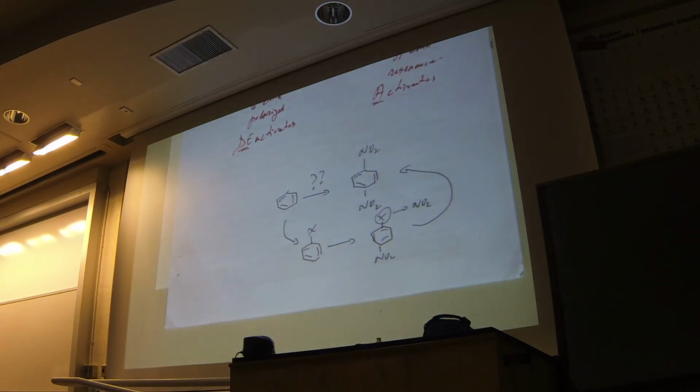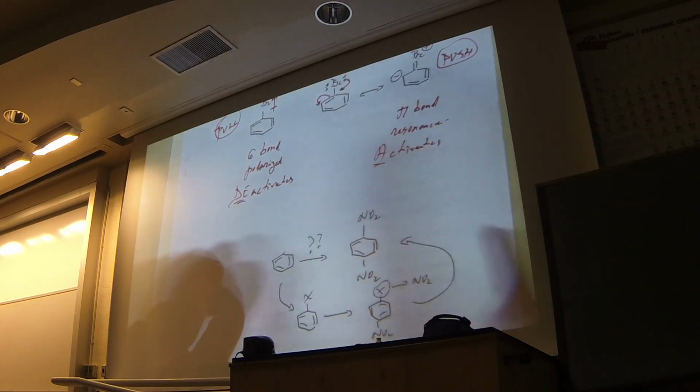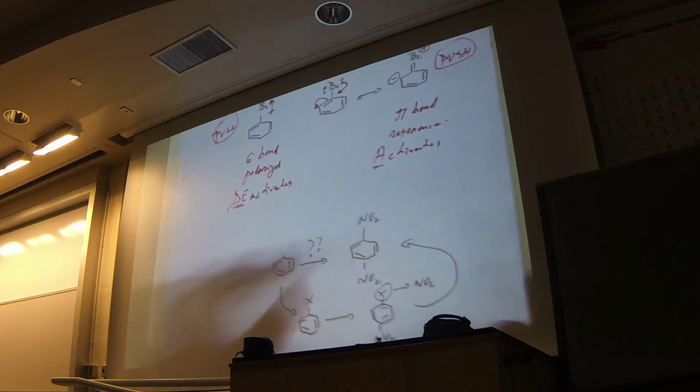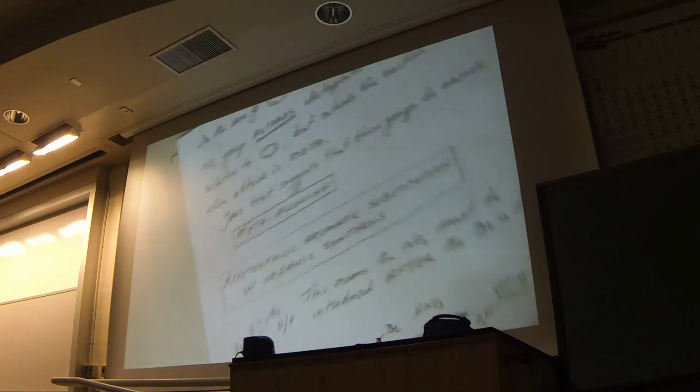So you start out with an ortho-para director. That gives you the first nitration. Then you take that X group and change it into a nitro. You're going to see that somewhat later. So there is a way to do this, but right now, this is an insurmountable problem because both groups are meta-directing. So let's take a look at some other odds and ends here.